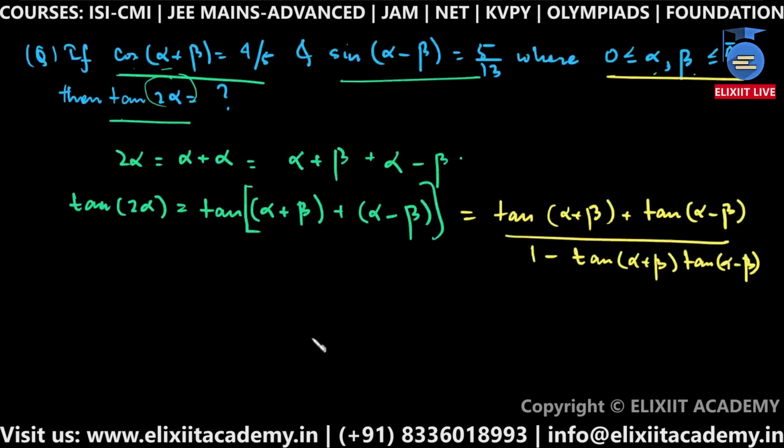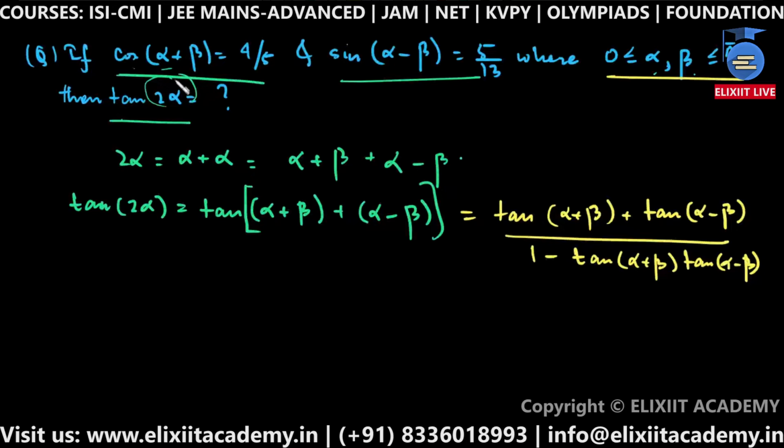So the thing is, you can find out tan(alpha plus beta) and tan(alpha minus beta) using the triangle rule, because cos(alpha plus beta) is given to me as 4 upon 5. And cos theta is 4 upon 5 means base by hypotenuse is given. But before that, whatever tan you are finding, in this case one problem is that alpha and beta are mentioned to be between 0 and pi by 4.